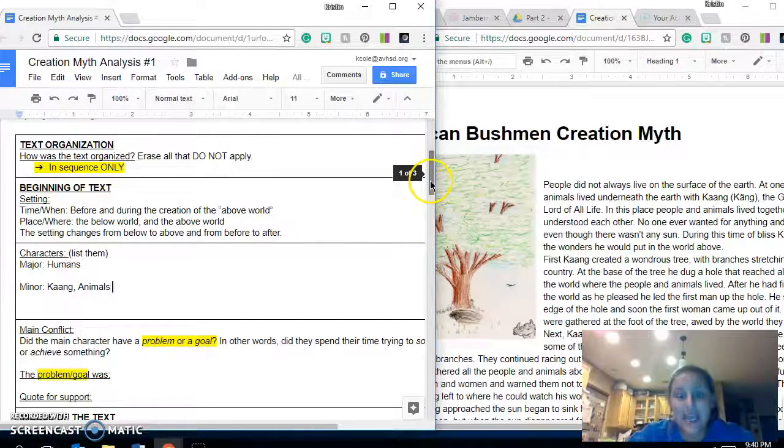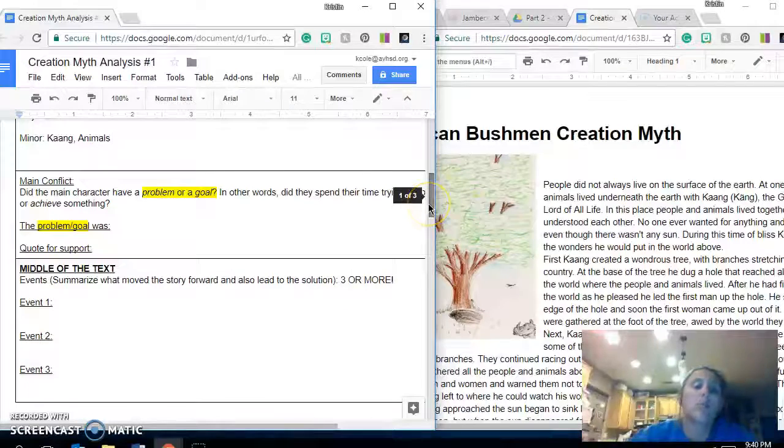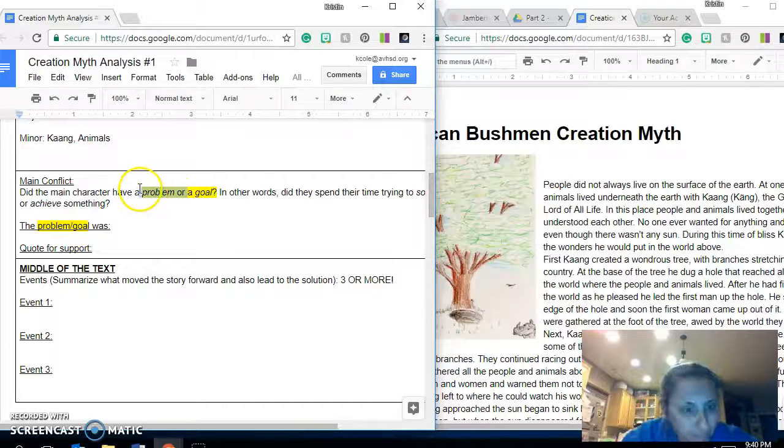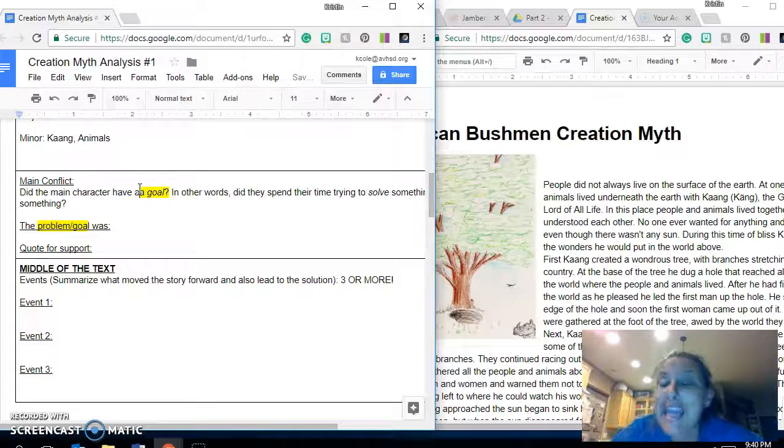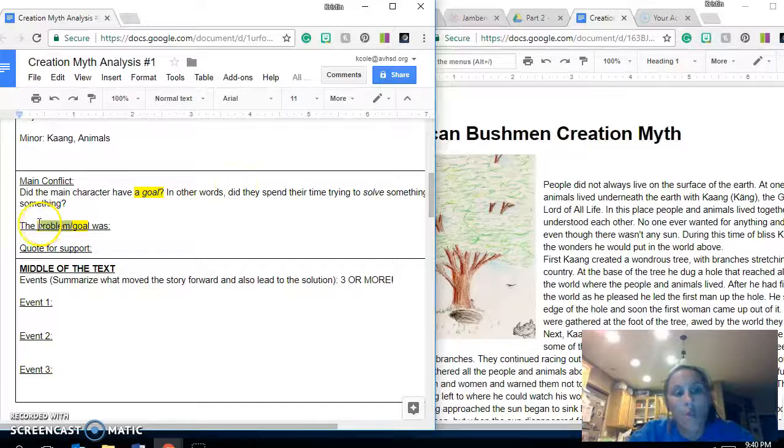All right. Main conflict, main problem or goal. So, I would say that the main character has a goal, not a problem. It results in a problem. In the end, they have a problem, but the story isn't about a problem. The story is about a goal. And so the goal was to live in peace in the above world. To live in peace with animals in the above world, the world that we now know.